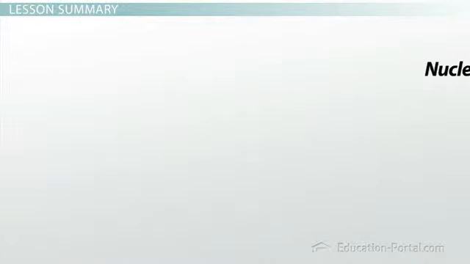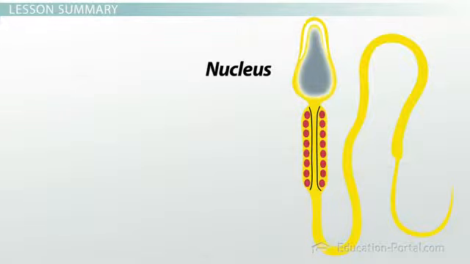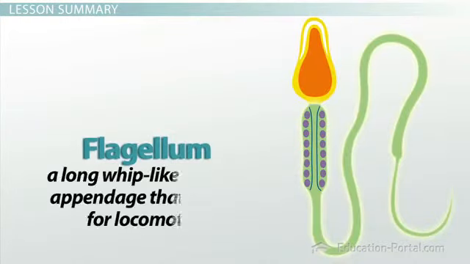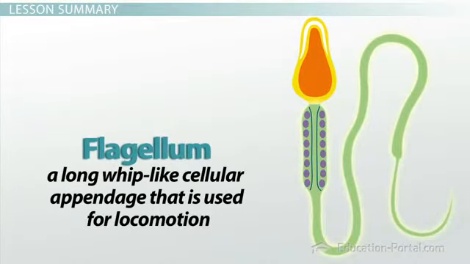Mature sperm have a nucleus that contains the haploid genome and not much else. They also have an acrosome cap, which will be used to penetrate the outer layers of the ovum so that the sperm can get inside. In addition, they have a single flagellum, which is a long whip-like cellular appendage that is used for locomotion. A sperm cell uses its flagellum, lashing it back and forth to propel the sperm forward.